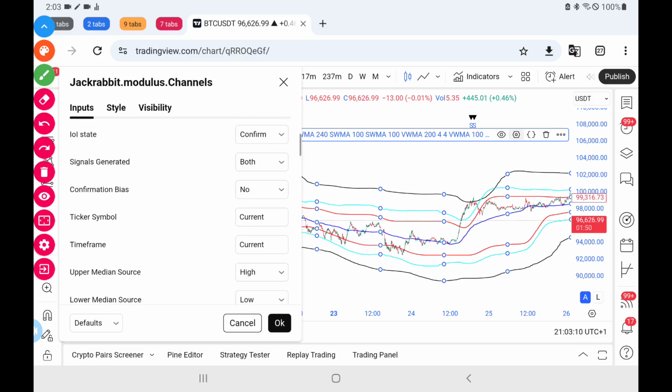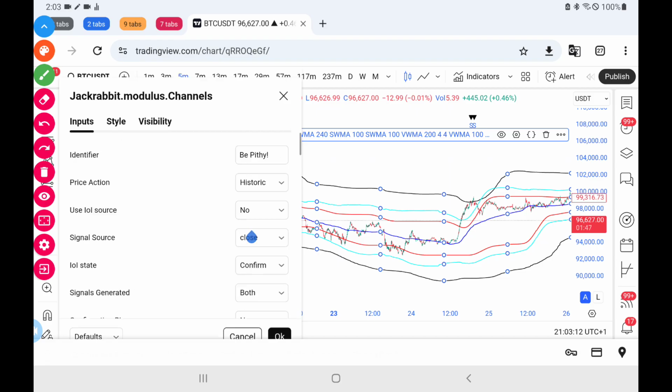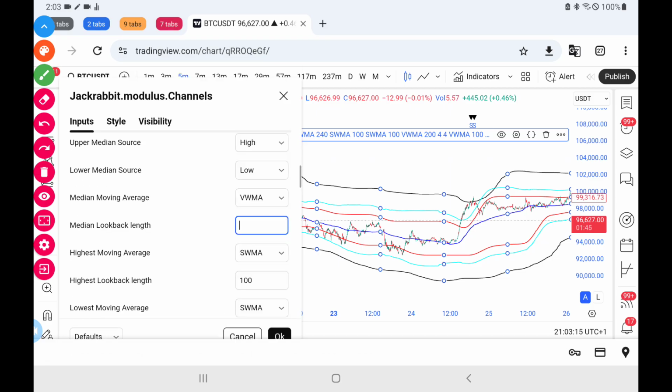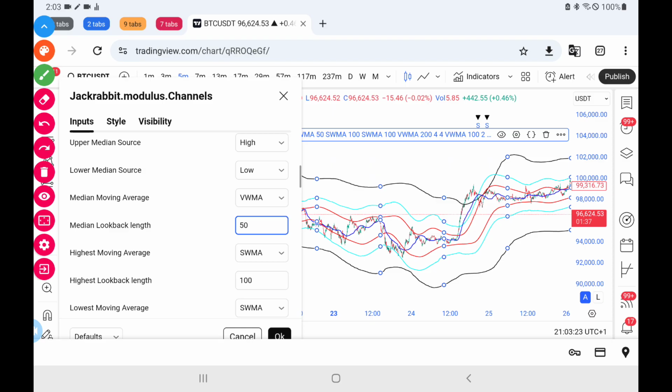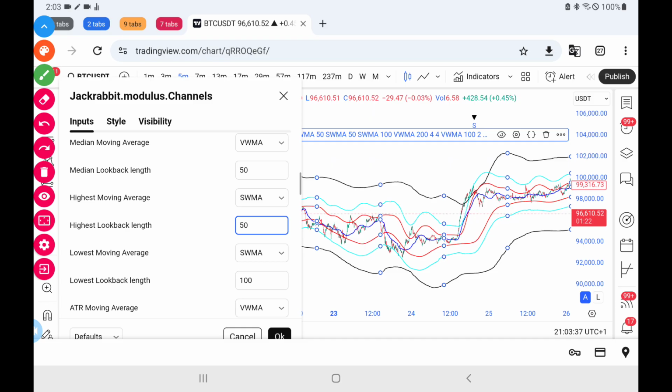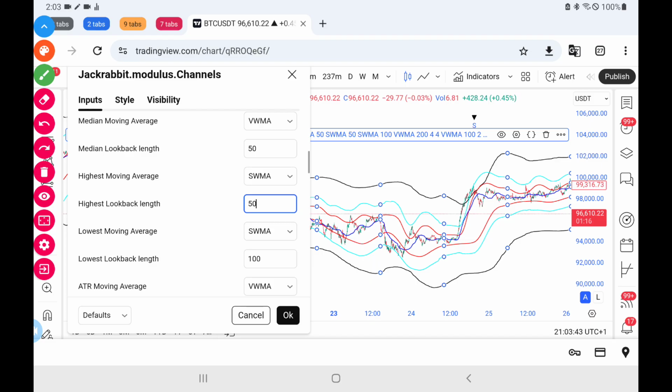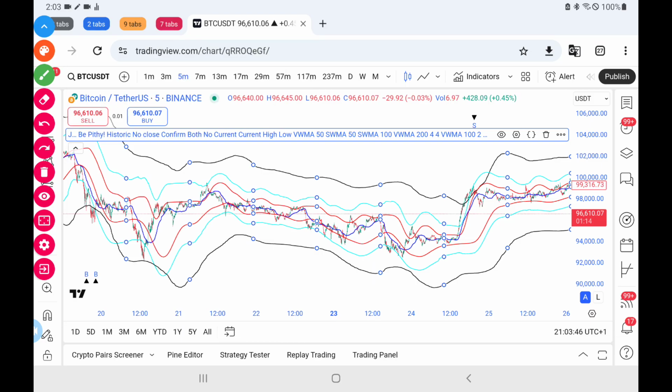Go back to our median, and let's take our median down to 50. Let's see how that affects the volatility of the entire strategy. Okay, now let's change our lower look back to 250 as well. And now let's look at the chart and see what combinations we have available.